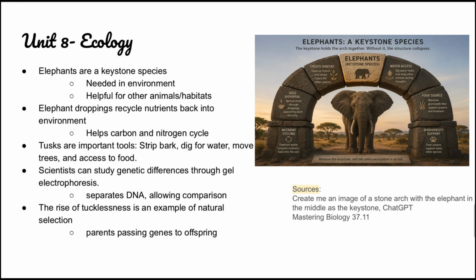Elephant droppings recycle nutrients back into their environment, helping support the carbon and nitrogen cycles, improving ecosystem health. However, illegal poaching has caused an increase in tuskless elephants. This is an example of natural selection because elephants without tusks are more likely to survive and pass those genes to their offspring. Scientists can also study these genetic differences using gel electrophoresis, which separates DNA fragments. This allows comparison between elephant populations as well.